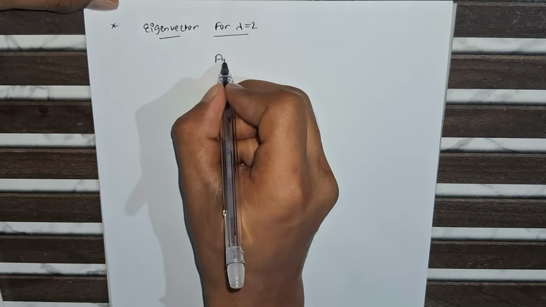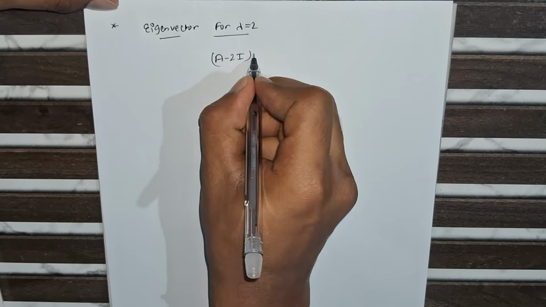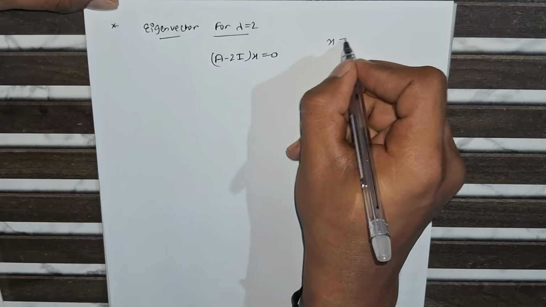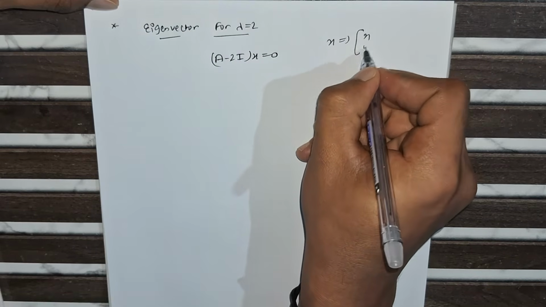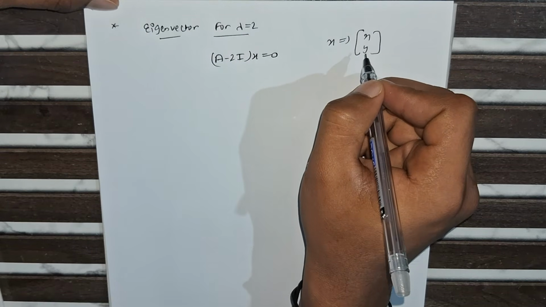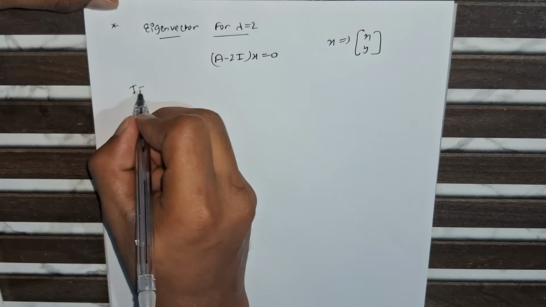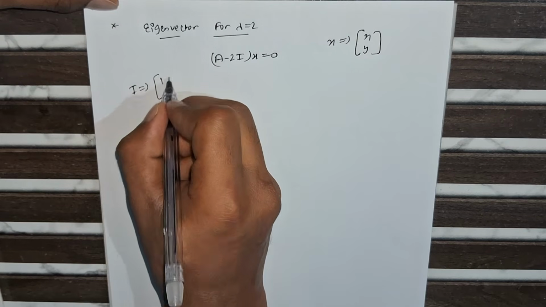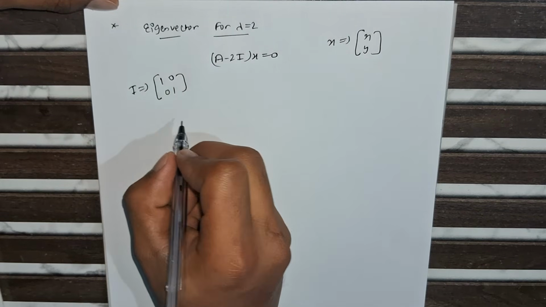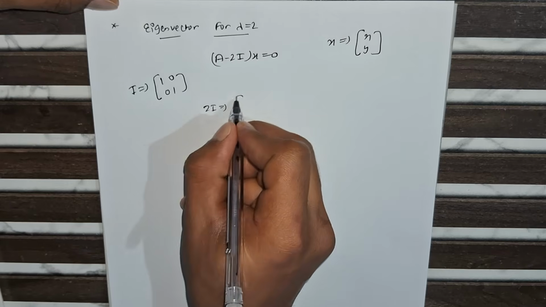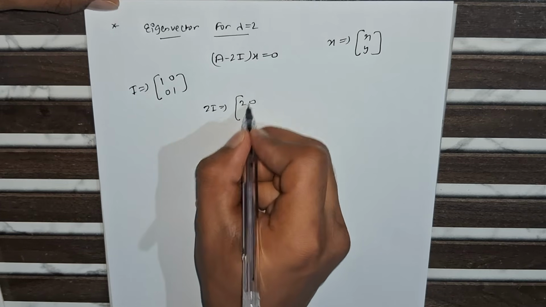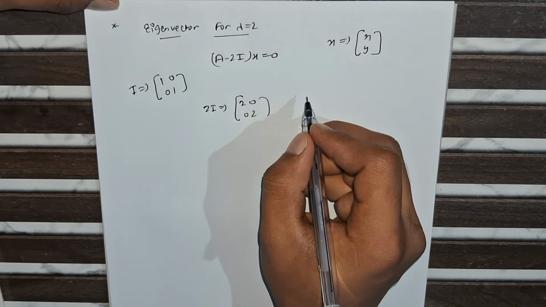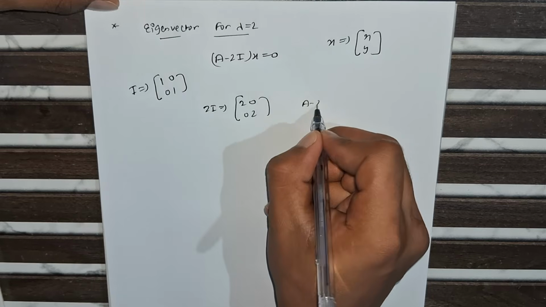How can we find (A minus 2I) into x equals 0? X is nothing but our eigenvector, x and y, which I already explained. First we need to know what I is. I is the identity matrix, which is 1 0 0 1. First we find 2I. When you multiply this by 2, it becomes 2 0 0 2. Now we have to find A minus 2I.